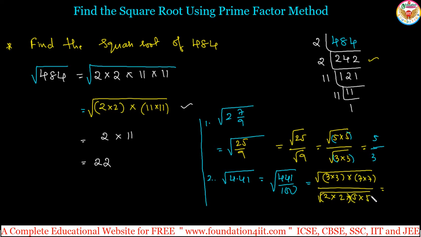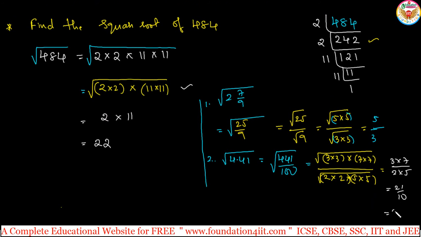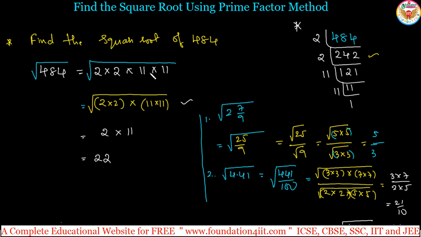Because of these pairs, if you take one from each, you get 3 into 7 by 2 into 5, that is 21 by 10, which is 2.1. So the square root of 4.41 is 2.1. The main thing is that you can use this prime factorization method, which you already learned in the previous class. Apply this method, and let us see a few more sums on square roots using the prime factor method.